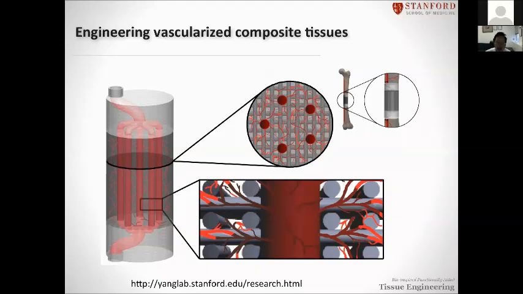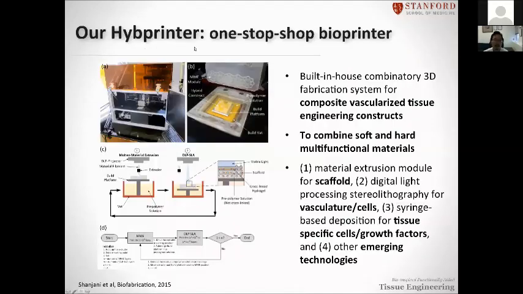In order to realize this idea, we developed what is called a hypoprinter, a one-stop shop bioprinter. The technologies have been out there for more than 20 years. However, we combine them together to try to engineer the composite vascularized tissue-engineered construct. This can combine soft and hard multifunctional materials together. For example, first we have a sample holder, and we can use molten material extrusion to make different geometries, structures, and porous structures. This will define the shape and the tunnel.